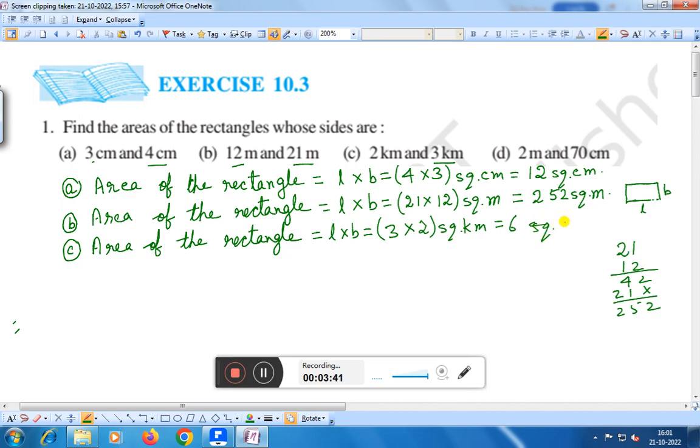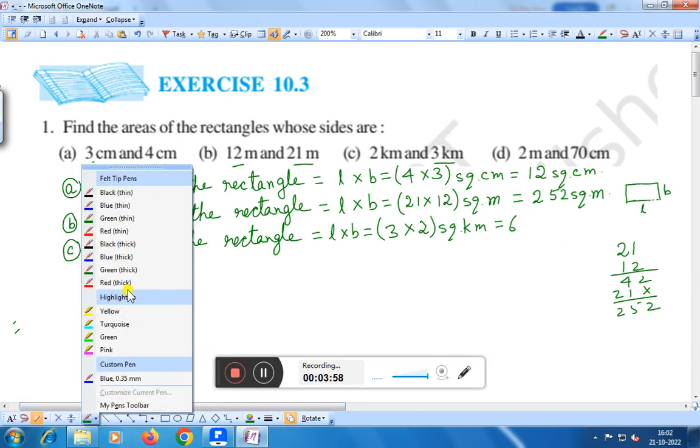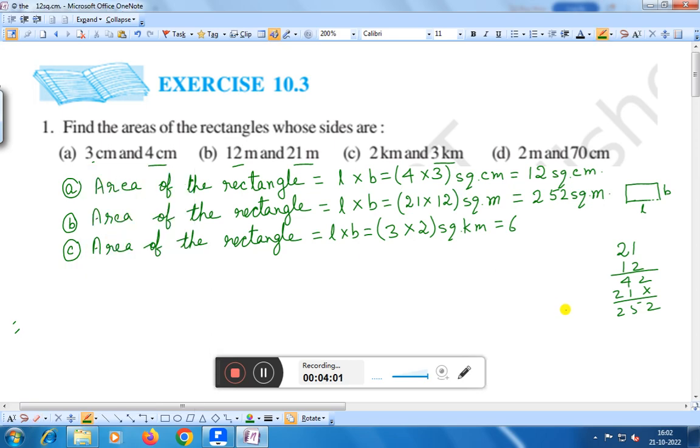Not square meter, but it is kilometer. Let us write square kilometer. That is 6 square kilometer, right? This is square kilometer.